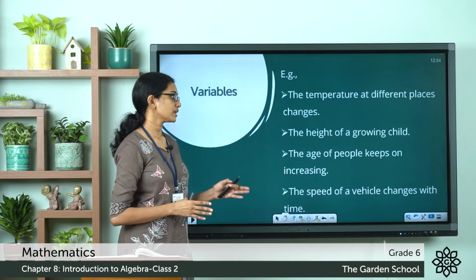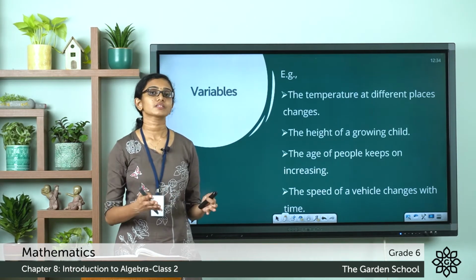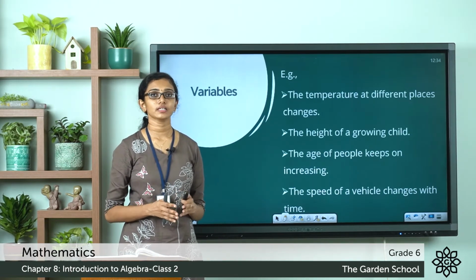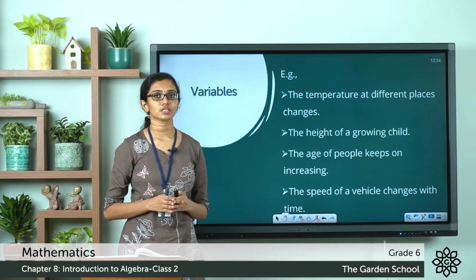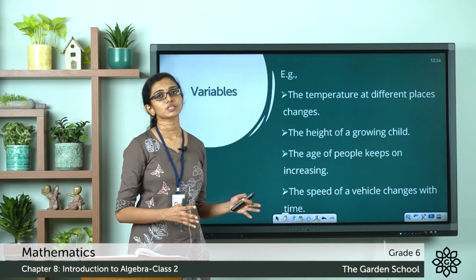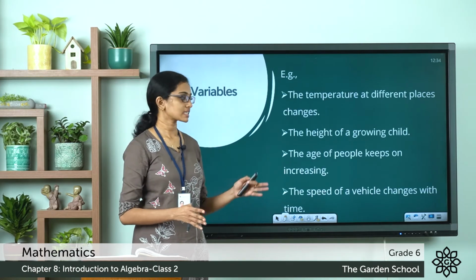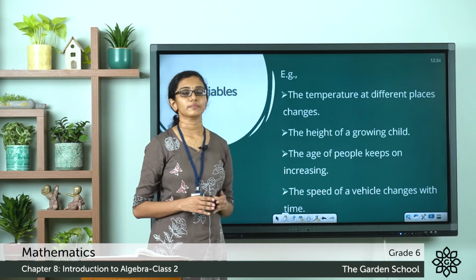Now, the speed of a vehicle changes with time. Based on the situation, we will be driving a vehicle at different speeds at different times. So, that is something that changes with time. So, you can say the speed of a vehicle is a variable.